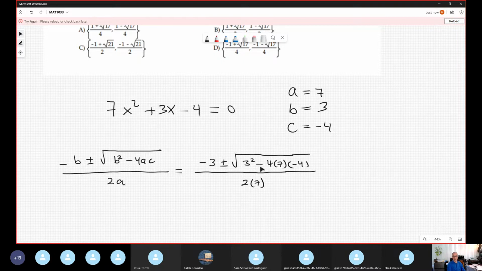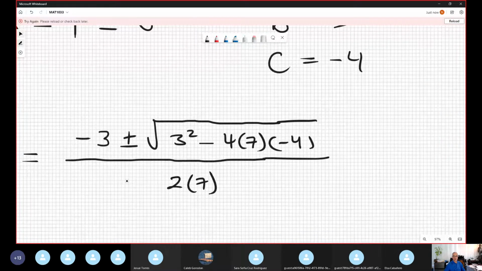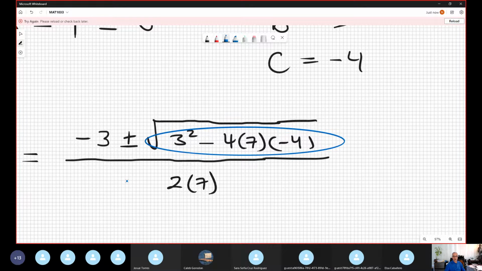We focus here on the spreadsheet inside the radical. 3 squared is 9. Plus, double minus. Be careful with the sign. Normally, the formula has a minus. However, see, one of them is negative, A or C. Double negative or triple negative, see, both are negative. So it's positive. Positive what? Positive 4 times 7 times 4.